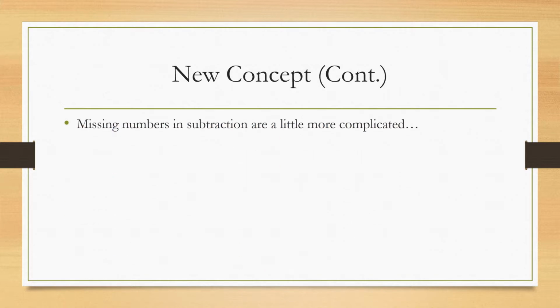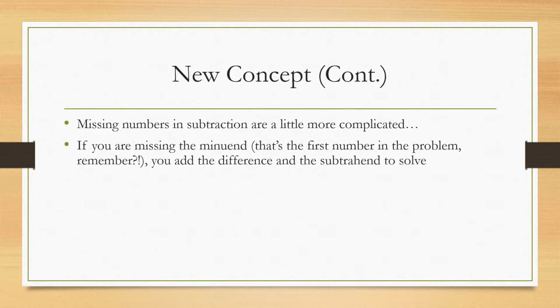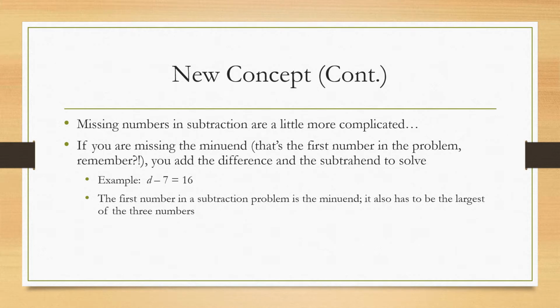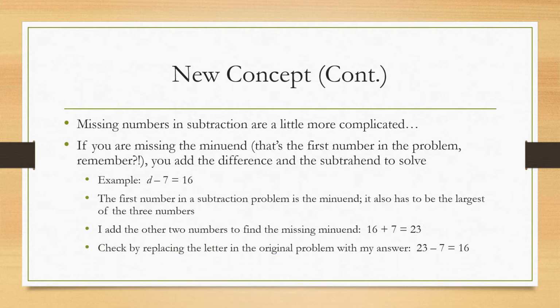Missing numbers in subtraction are a little more complicated. If we're missing the minuend, and if you remember, that's the first number in the problem, you're going to add the difference and the subtrahend to solve. Here's an example. D stands for our missing number in this one. D minus 7 equals 16. So we're thinking, what minus 7 equals 16? To figure that out, since we're missing the minuend, that has to be the biggest of the three numbers. So we're going to add the two numbers to find the missing minuend. 16 plus 7 equals 23, and then we check it by putting 23 into the problem. 23 minus 7 does equal 16.